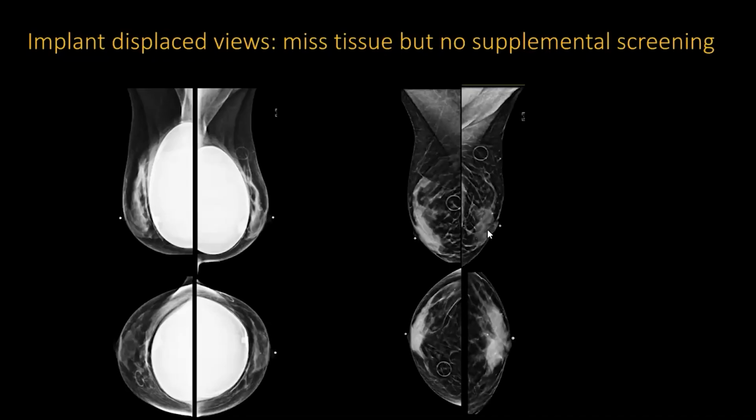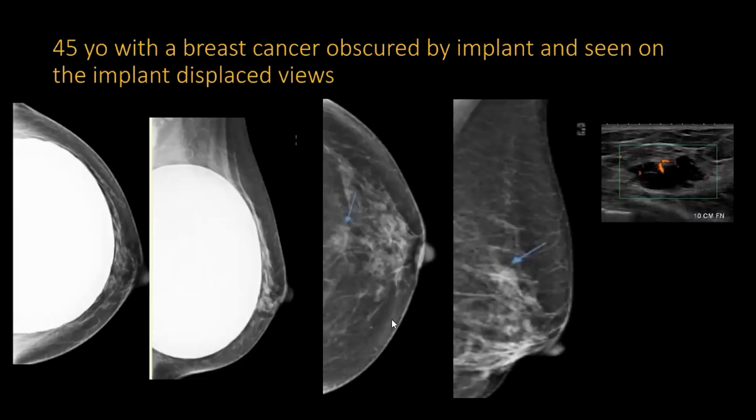Here are the implant displaced views. You can see that you can miss some tissue around the breast implant, right? But there is no recommendation on supplemental screening for that. Let me show you an example of how a cancer was missed on the with-implant view but detected with the implant displaced view. You can see it very well on the implant displaced view, but you cannot see it on the with-implant view over here. Later on, we performed ultrasound, and it was confirmed invasive ductal carcinoma.